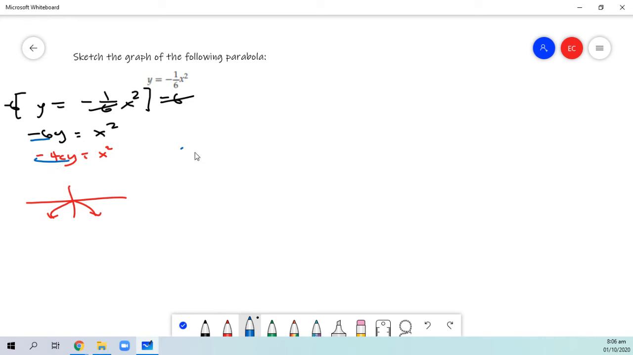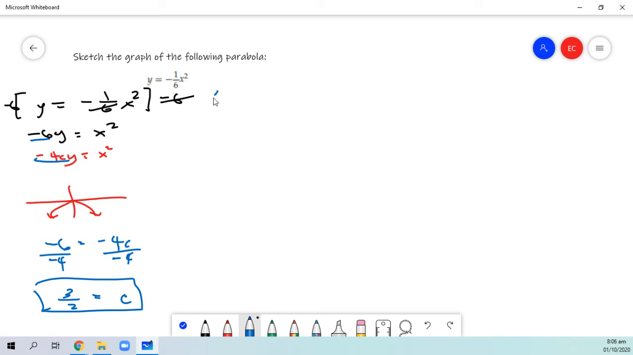So to do that, to get the value of c, we equate negative 6 to negative 4c, dividing both sides by negative 4. We have c is equal to 3 over 2, 3 halves. Since we have the value of c, we can now get, well, first the coordinates of the vertex, which we know to be 0, 0.